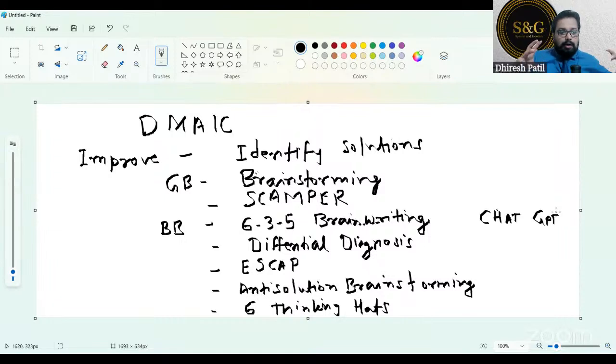Do not think that because a solution is coming from a junior person, it may not hold that much weightage. No, it still can hold a lot of weightage. During the solution phase, as a project leader, it's your responsibility to take all the solutions on paper. Exactly. No idea is a bad idea, because even a single idea can change your business.